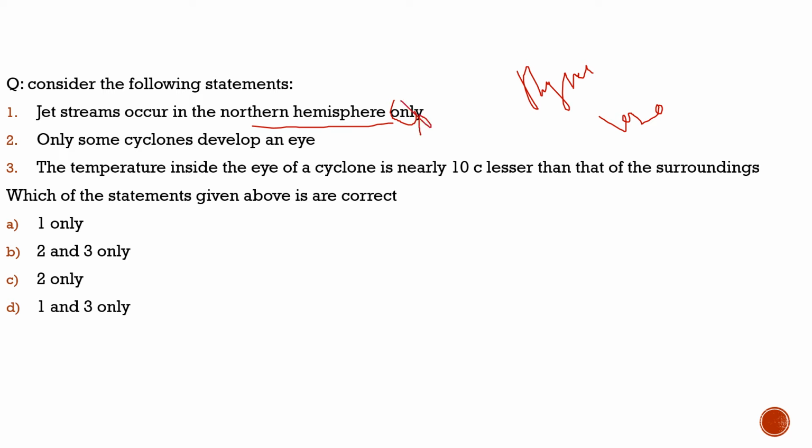Second statement, only some cyclones develop an eye. We know that cyclones can be tropical and non-tropical or temperate cyclones. We know that the difference between the two is that one develops the eye and another does not develop the eye. So we can say here only some cyclones develop an eye. It affirms our definition that there is a difference between cyclones. Some develop the eye and some don't develop the eye. So statement 2 is correct. Now we are left with statement 3. It says the temperature inside the eye of a cyclone is nearly 10 degrees lesser than that of the surrounding. This is incorrect. So with respect to this question, the correct answer would be statement 2 only, that is option C only.